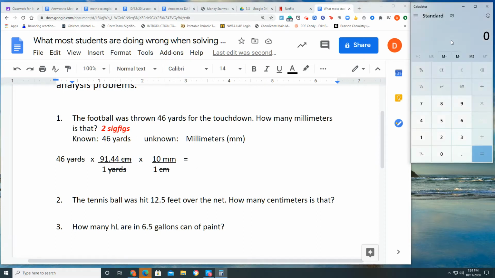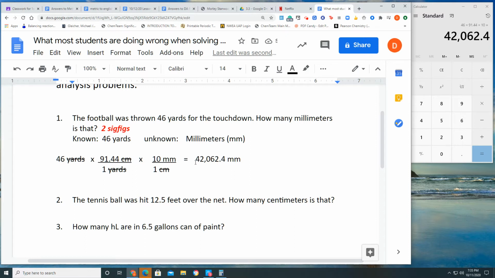So we're going to go ahead and do the math, and we're going to put 46, and we're going to multiply that by 91.44, and we're going to divide by 1, but I don't need to. Then we're going to multiply that by 10, and then divide by 1, which we don't need to. Hit our equal sign, and we end up with 42,062.4 millimeters. Okay. I missed a number here, so I got to put a 0 in there for a spacer.